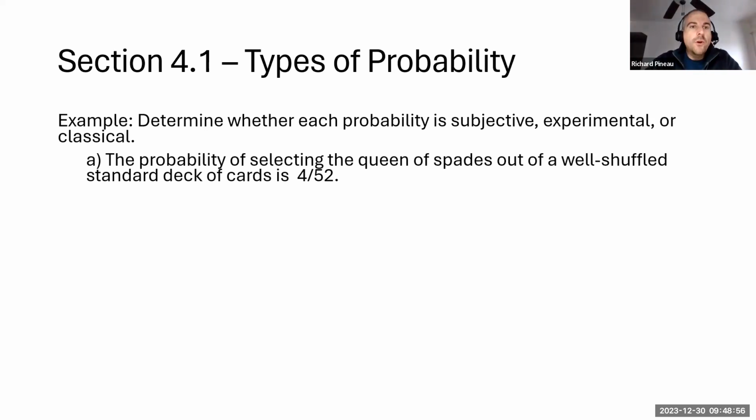Are we doing this over and over again and keeping track of the number of times a queen is selected? So is that happening here? The answer is no. So it definitely is not experimental.